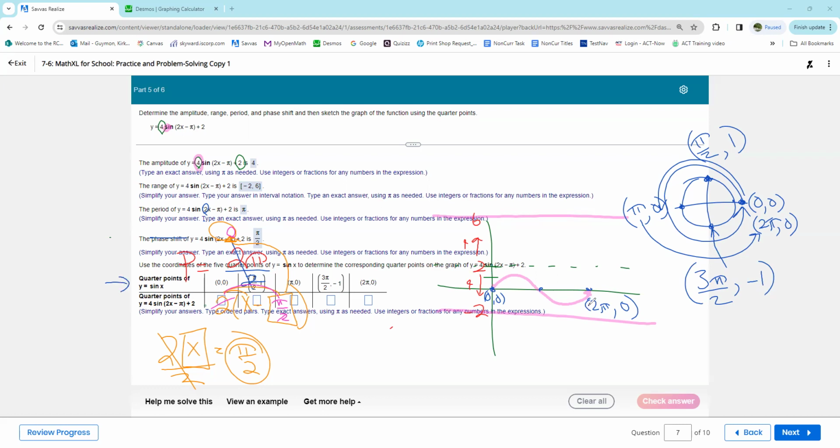And then remember what we have just said here. This minus pi over 2 is a phase shift of pi over 2 to the right. And we also calculated that our period is only pi for this problem. So keep those two things in mind when we go to fill in this chart. I'm going to get this out so we can see what we have here.